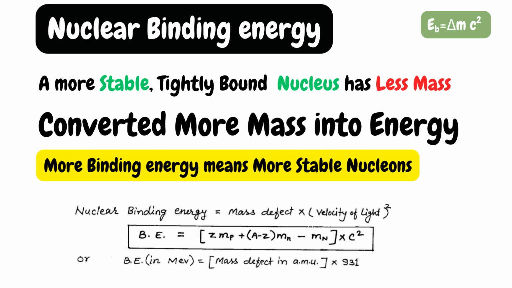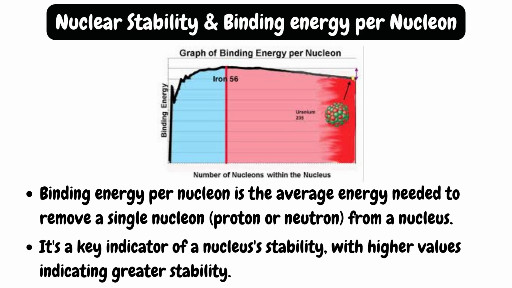In the world of the atom, less mass means more stability. So how can we tell if a uranium nucleus is more or less stable than, say, an iron nucleus? Well, to make a fair comparison, we use something called the binding energy per nucleon. It's simple, really. You just take the total binding energy of the nucleus and divide it by the number of protons and neutrons inside. The higher that number is, the more stable the nucleus is, on average.